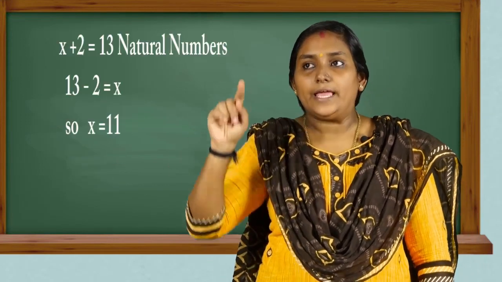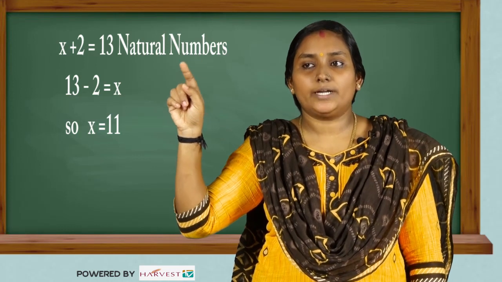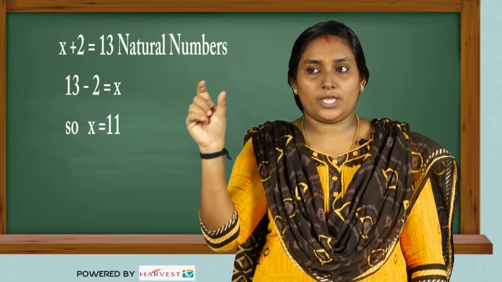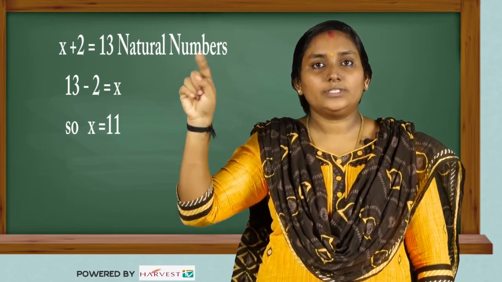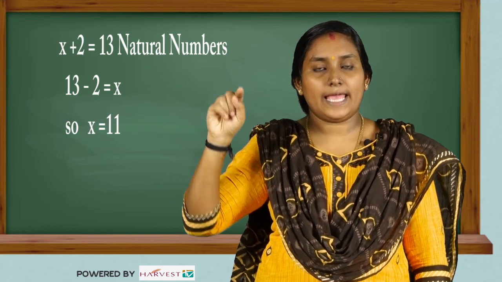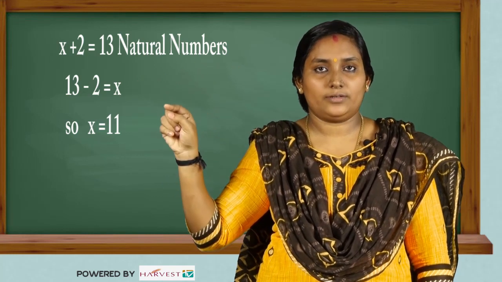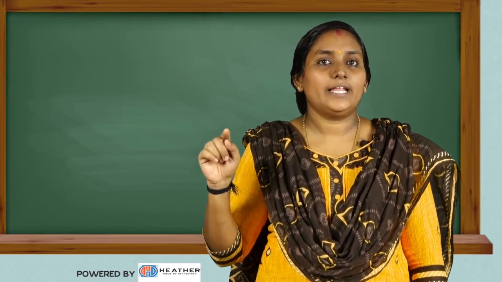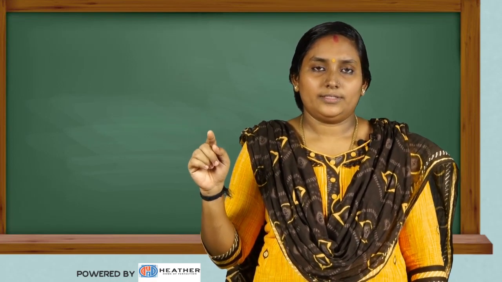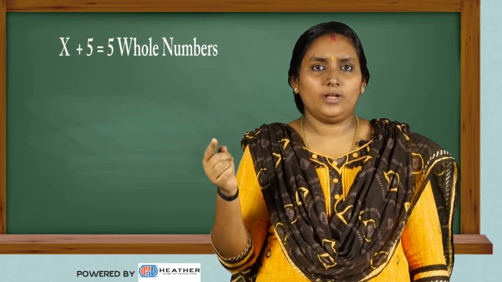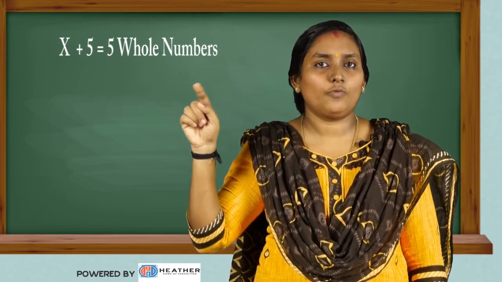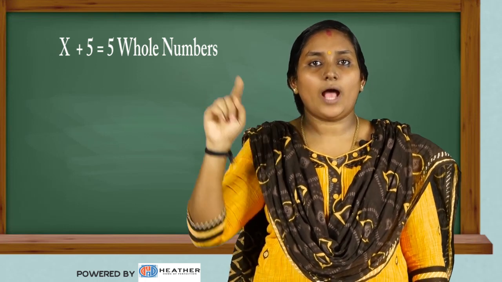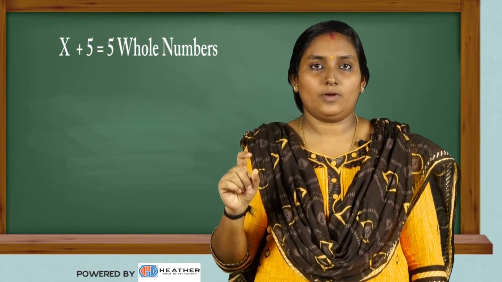In the equation x plus 2 is equal to 13, we can find the value of x. That means x equals 13 minus 2. We will get the x value as 11. This is a natural number. Then we can go through another example, x plus 5 is equal to 5. x equals 5 minus 5. We will get the x value as 0. That is a whole number.